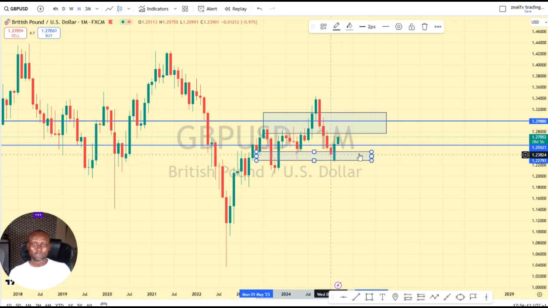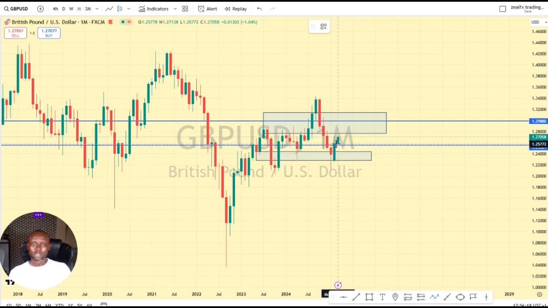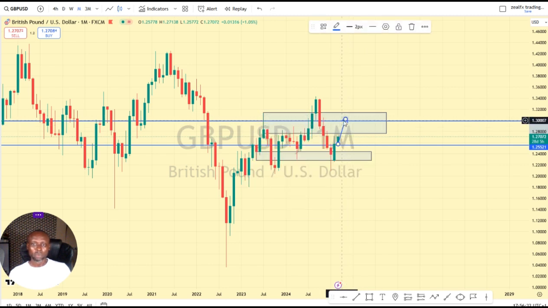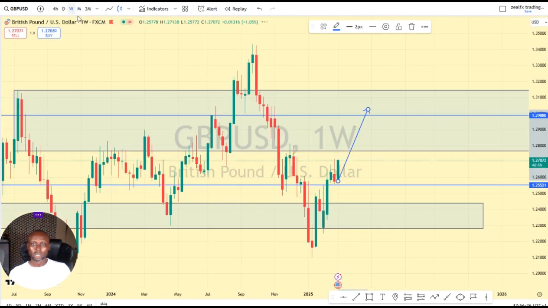So we can see that price failed to break this support last month. Then price is heading back to this next resistance level. If price fails to break this level, we see price pushing lower. But if price breaks this level, we see price pushing higher. So let's wait for price to get to this next resistance level to see what will happen. So let's look at the weekly chart of the British pounds USD.